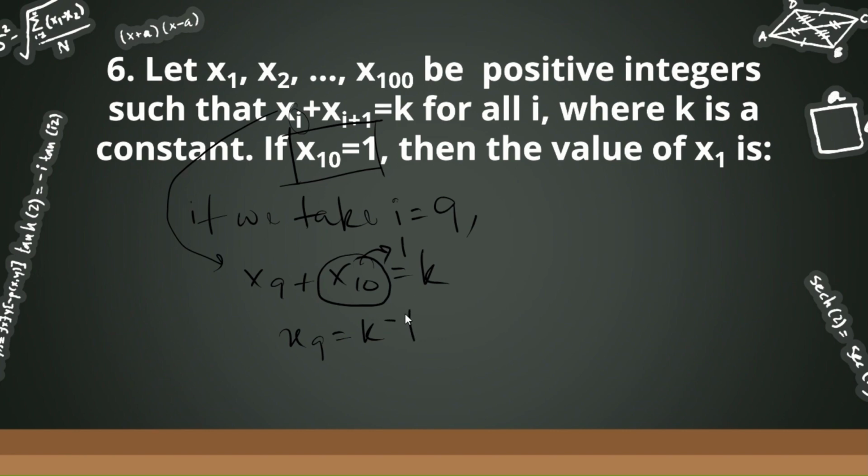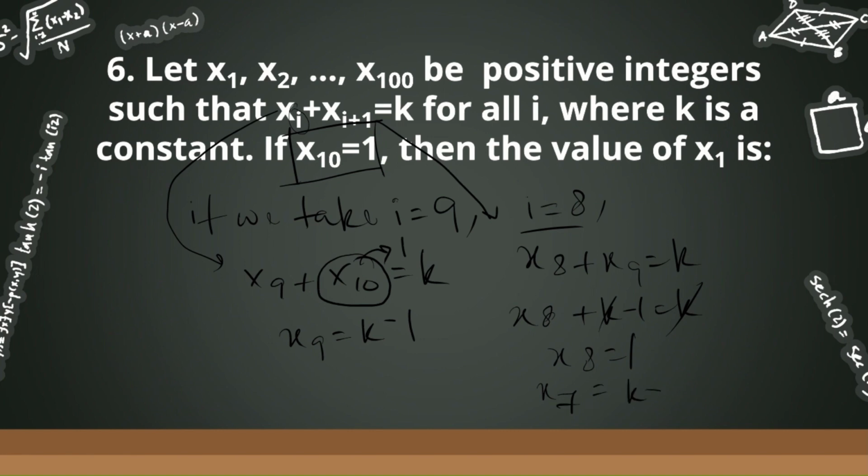Simple enough. Let's find out what x8 is. We have to find x8 by again applying this. Let's put i as 8 this time. So x8 plus x9 is equal to k. We have already found x9 as k minus 1, so this becomes 0 and x8 becomes 1. x7, if you solve like this, will again come as k minus 1.